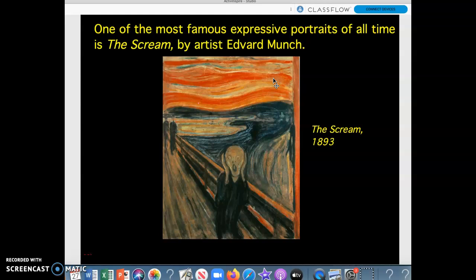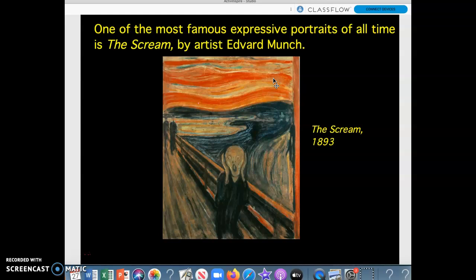Now, here's the thing. History has said that scientists have proven that the sky really did look like it was on fire and was this fiery red when Munch saw it. And the reason why was a volcanic eruption that happened in Indonesia, which is of course very, very far away from Norway. But even though the volcano was located thousands of miles away, it still produced darkened skies and blood red sunsets in areas all over the world.